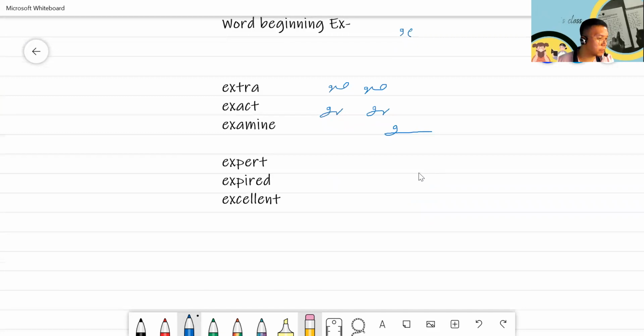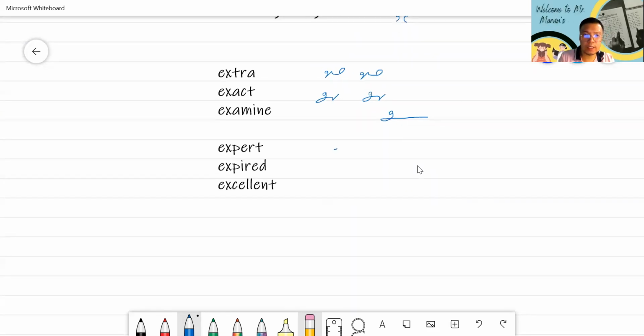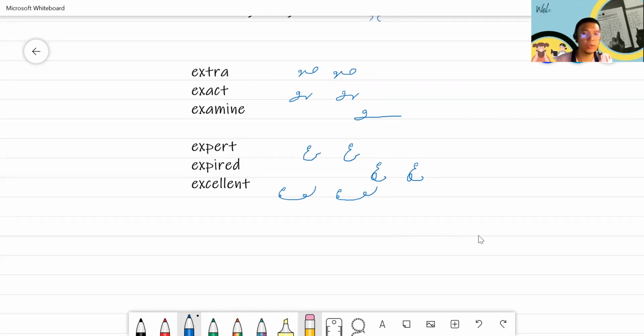Let's have the word expert. We have the X P R T for expert. Let me write it again. Expired. We have the X P I R ERD for expired. Let me write it again. Excellent. We have the X E L E N T. Again, X E L E N T for excellent. So far, that is lesson number 7.